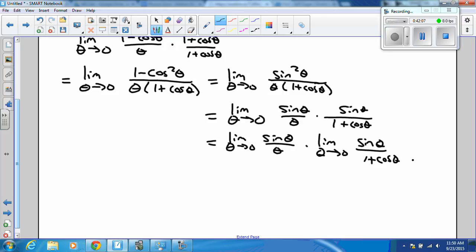This limit, we already know the value of. What's its value? 1. So this limit goes to 1. What about this limit? This limit turns out not to be hard. Just use the quotient rule on it. Sine theta goes to 0. 1 plus cosine theta is going to go to 1 plus 1, which is 2. 0 divided by 2 is 0. So that I get 1 times 0 for my limit, which is 0, as advertised.